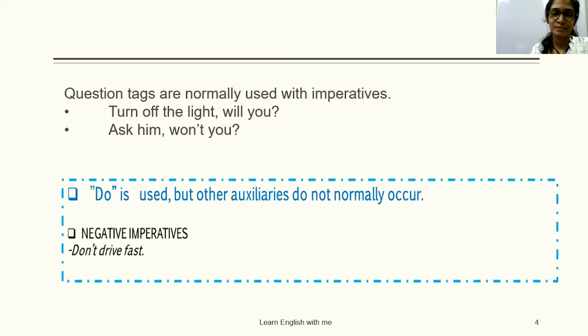But remember that do is the mostly used auxiliary along with the imperatives, okay? You cannot use any of the auxiliaries apart from do. For example, you cannot say may of, okay? Do is the only used auxiliary. And to form negative imperatives, you have to add do not before the main verb, okay? So don't drive fast. Don't smoke. Okay, do not, don't.